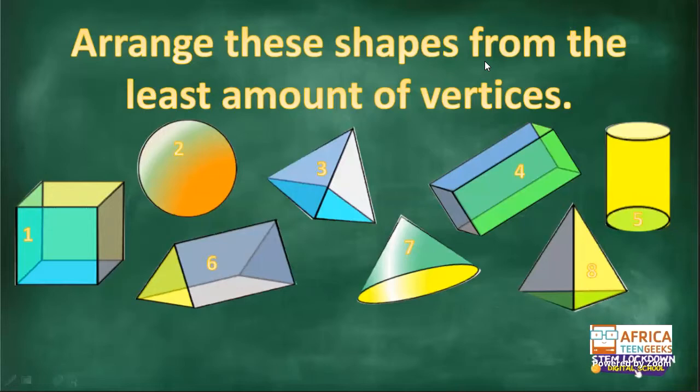So now we have to arrange the shapes from the least amount of vertices to the most. I want all the answers, but thank you, sorry, Rishile. Let me see, Ethan has an answer. I'm just going to wait for a few answers because I can't reveal it yet.